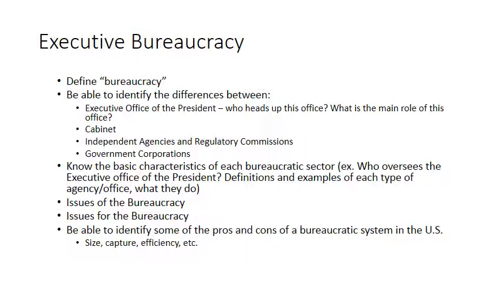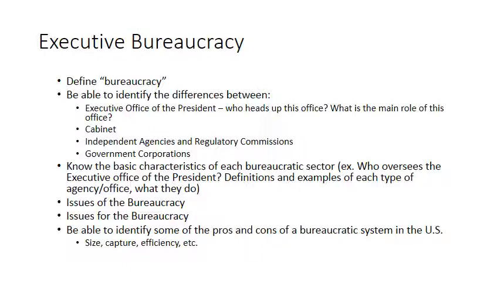The independent agencies and regulatory commissions, we talked about what makes them, quote, independent, and you need to know what makes them quasi-judicial and quasi-legislative. And then finally, government corporations. That was a fairly straightforward definition, but you should also know what a good example of a government corporation is. Knowing the basic characteristics of each of the bureaucratic sectors. Again, we just reviewed that in this last section.